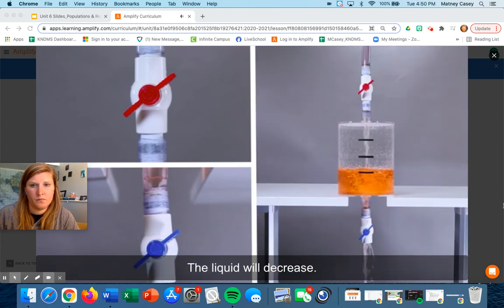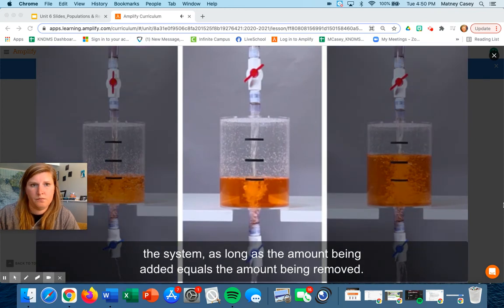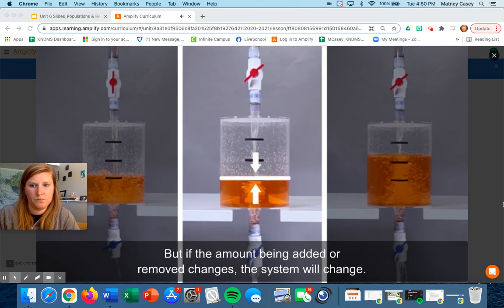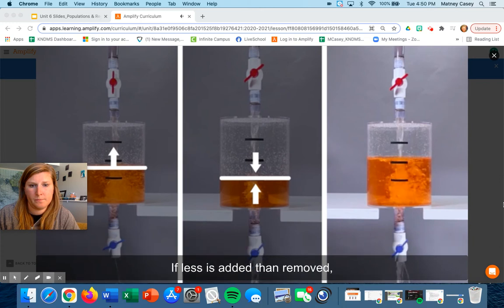The liquid will decrease. So a system can be stable even if something is being added and removed from the system, as long as the amount being added equals the amount being removed. But if the amount being added or removed changes, the system will change. If more is added than removed, the amount will increase. If less is added than removed, the amount will decrease.